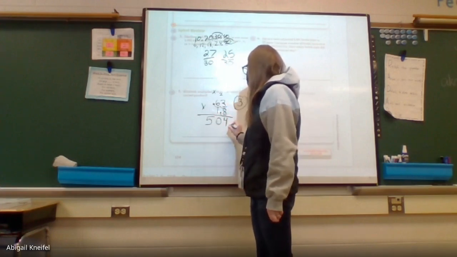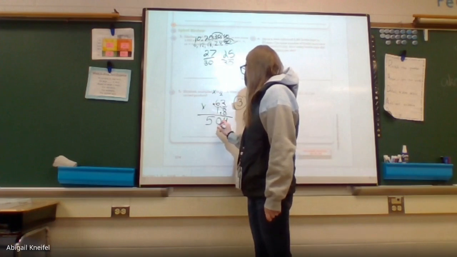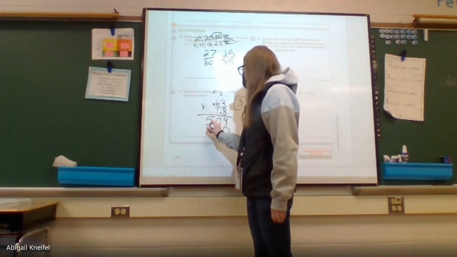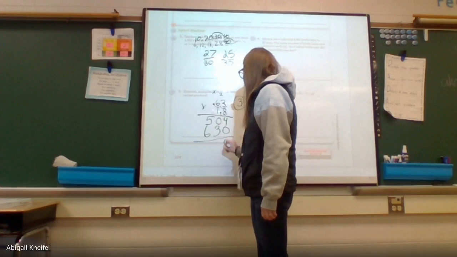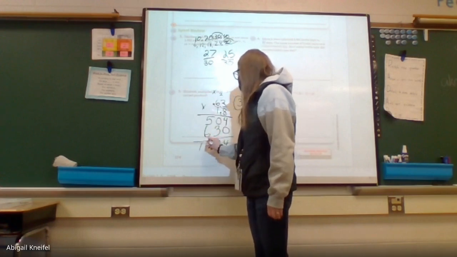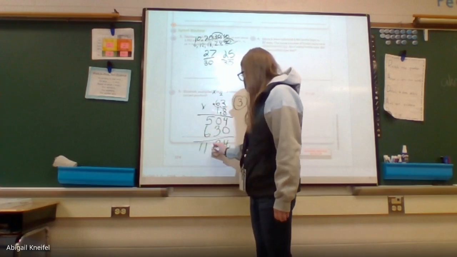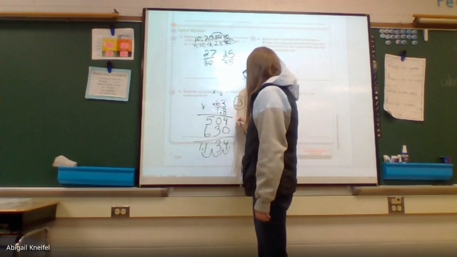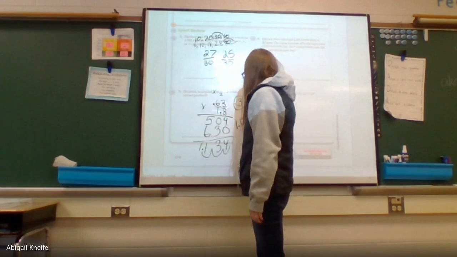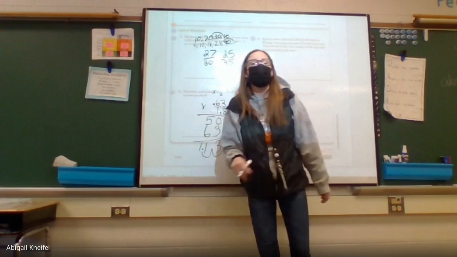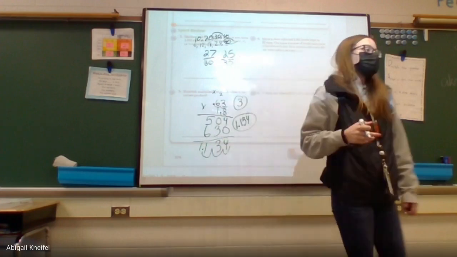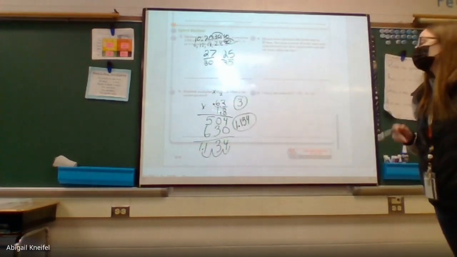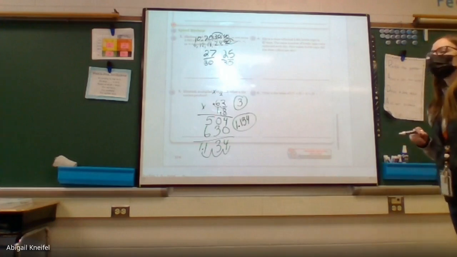Drop in a 0. 1 times 3 is? 3. 1 times 6 is? 6. Add them up. 4, 3, 11. My decimal goes in 1, 2, 3. My final answer is 1 and 134 thousandths.